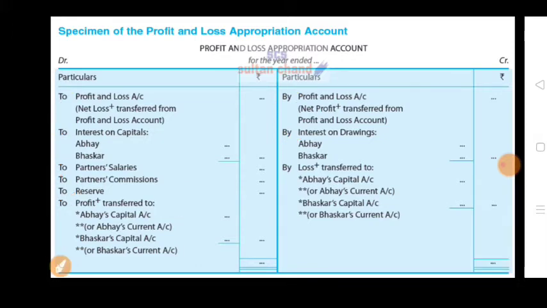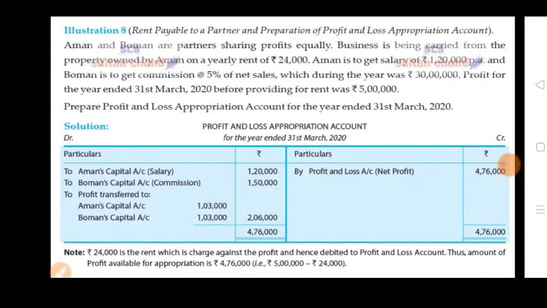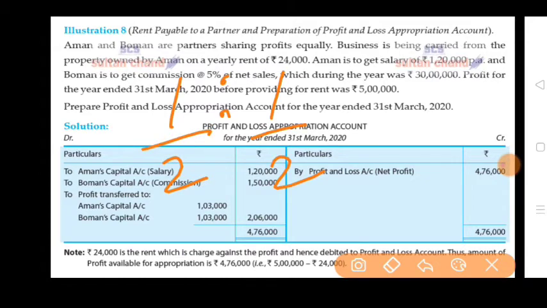Let us understand in a better way by solving a question. This is a question. Aman and Bowman are partners sharing profit equally. Now the profit sharing ratio of Aman and Bowman is equal. There are two partners and their profit sharing ratio is equal. So we will write 1:1. 1 plus 1, 2. It means Aman's share will be 1/2 and Bowman's share will be 1/2.